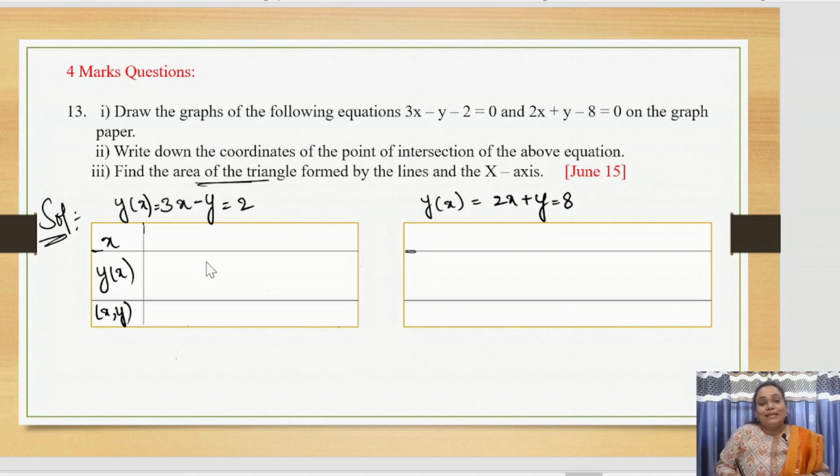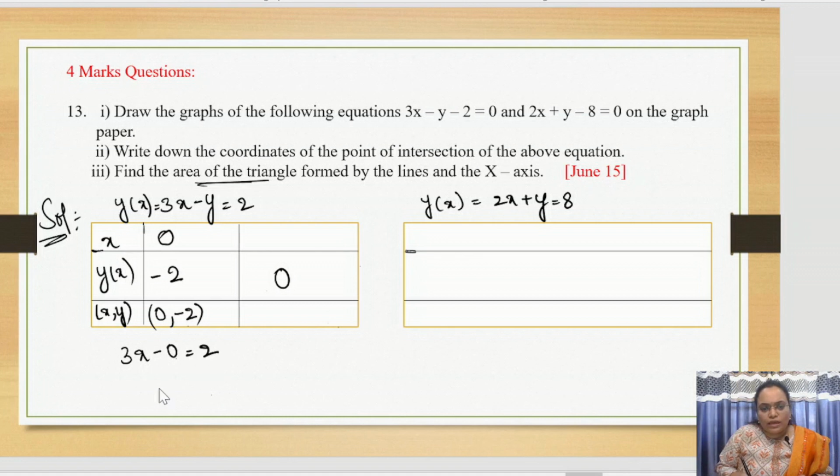Okay. So the easiest way to find the points are, let us put x is equals to 0 and find the value of y, and let us put y is equals to 0 and find the value of x. Okay. So let us put x is equals to 0 first. So if you put 0 in this equation, you will get 0 minus y is equals to 2. So you will get y is equals to minus 2. So the coordinates are 0, minus 2. See here, if you put y is equals to 0, you will get 3x minus 0 is equals to 2. So you will get x is equals to 2 by 3.